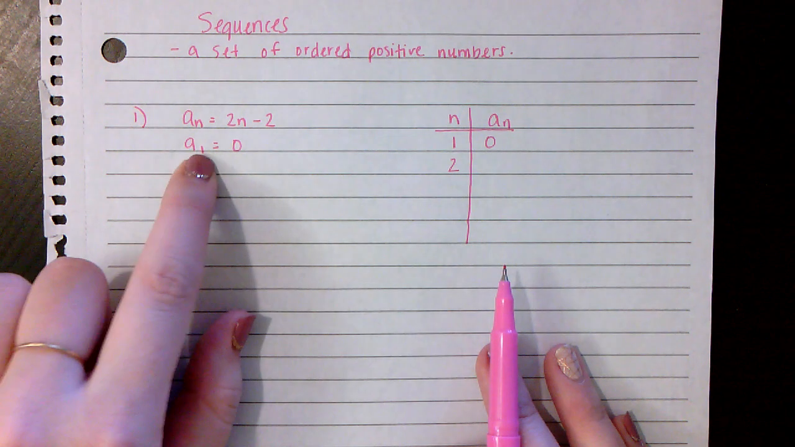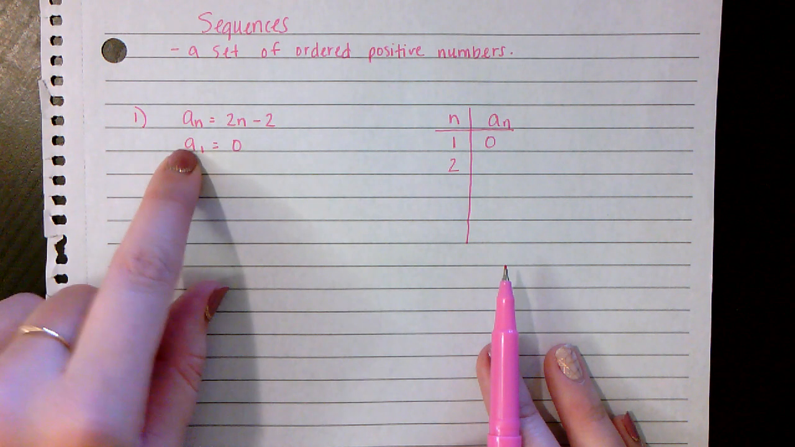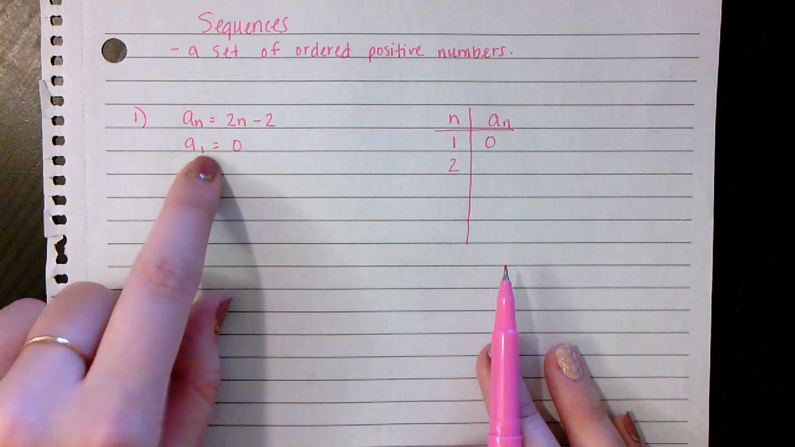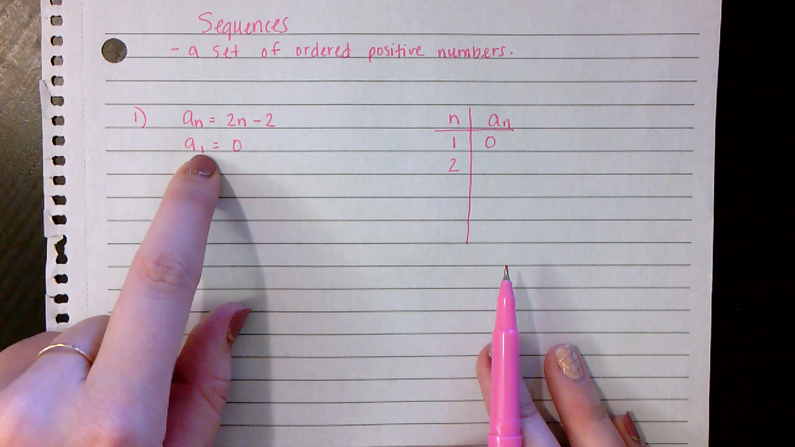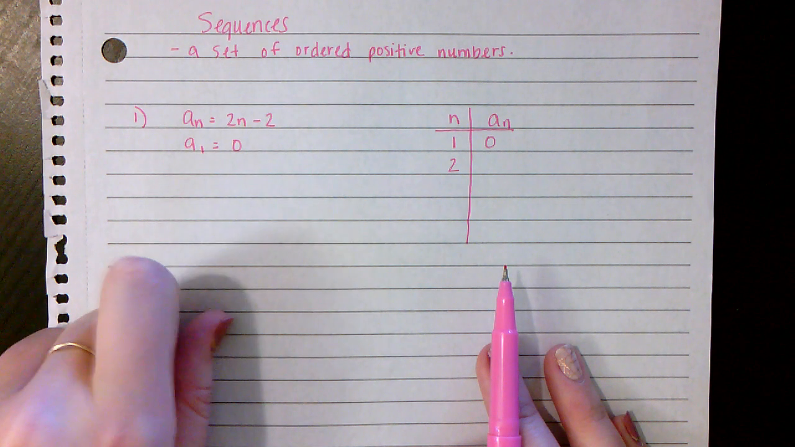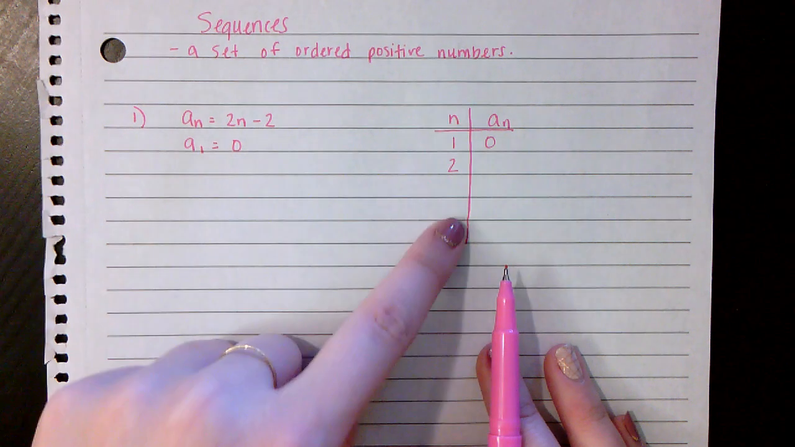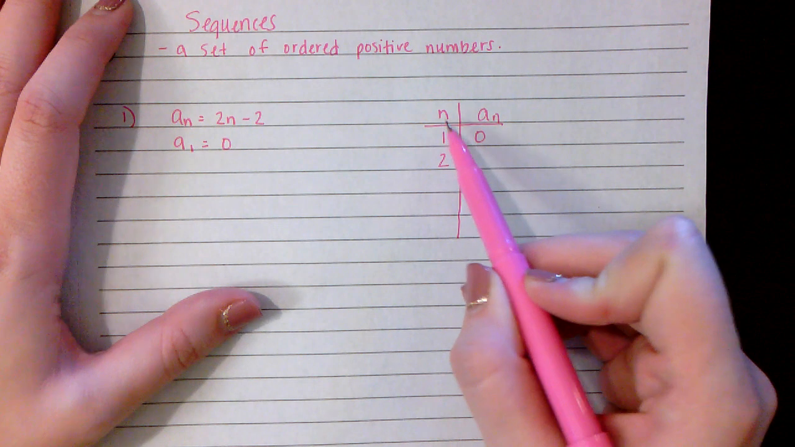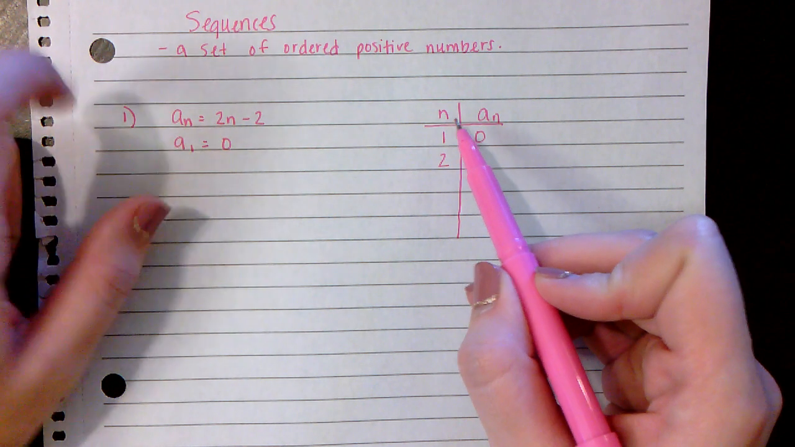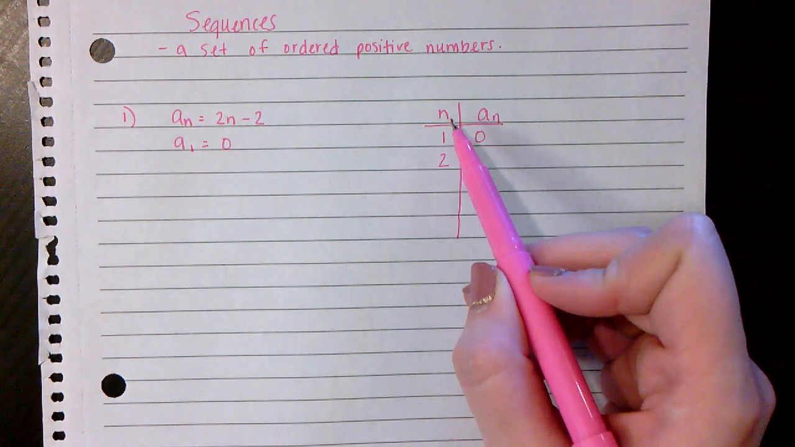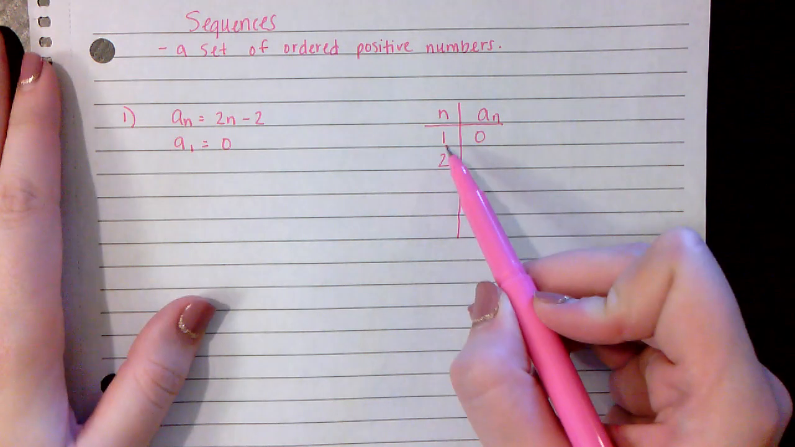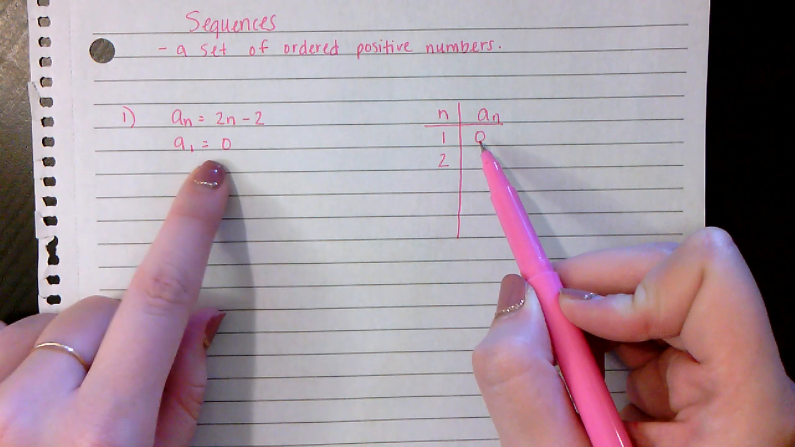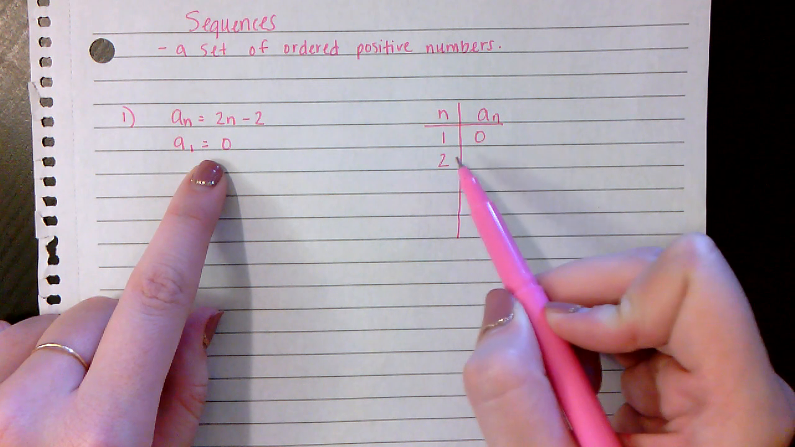So if I say a sub 1, that means for this rule, 2n minus 2, the first number in the sequence is 0. Okay, so this is information that I need, and I'm going to come over here and fill my table out with that information. The little n that's behind the a right here stands for the term number. So the first number in this sequence is 0. It told me that right here. If the first number is 0, what is the second number?